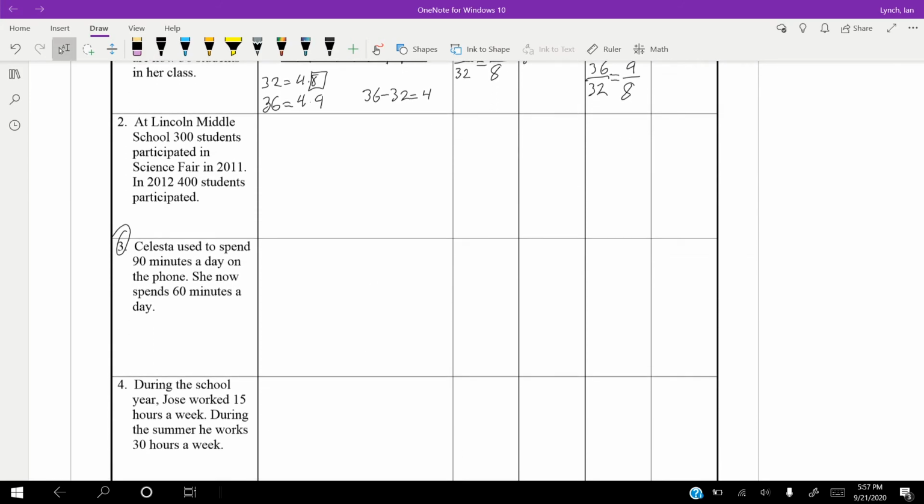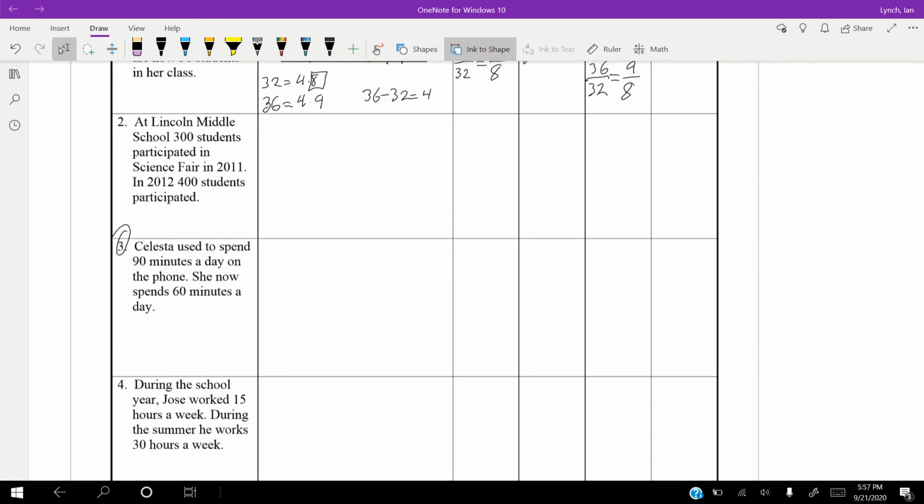So, Celesta used to spend 90 minutes a day on the phone. She now spends 60 minutes. So her screen time from Apple is telling her she went down from 90 minutes to 60 minutes. Can't stand that screen time thing. It says I spend like way too much time on my phone.